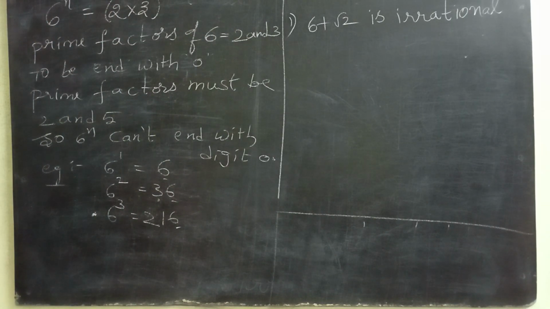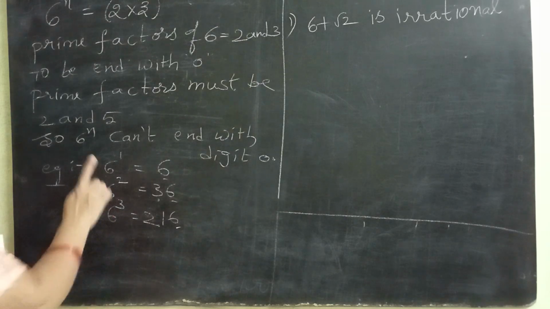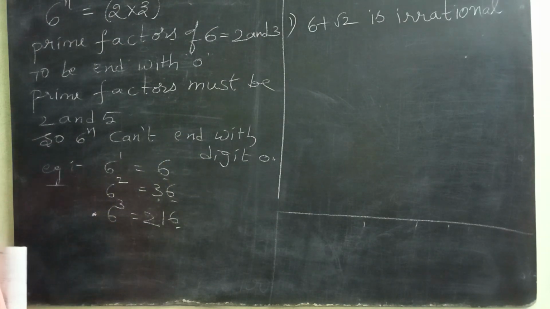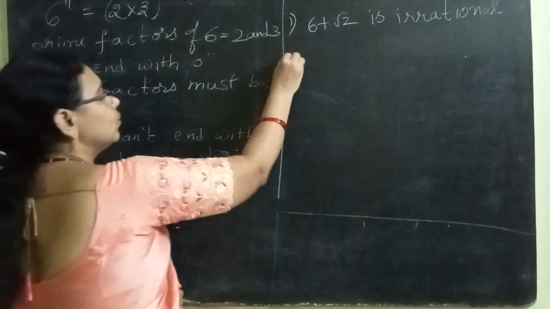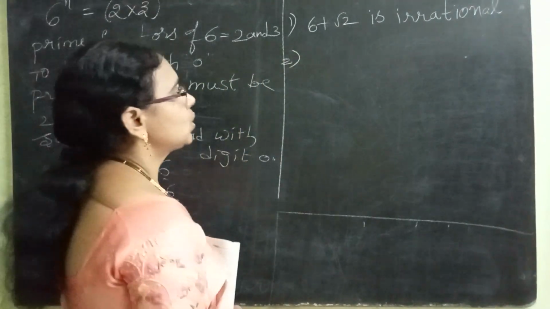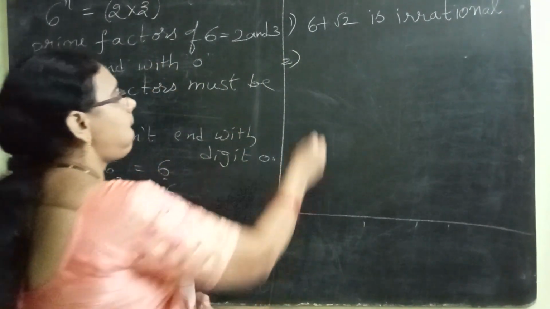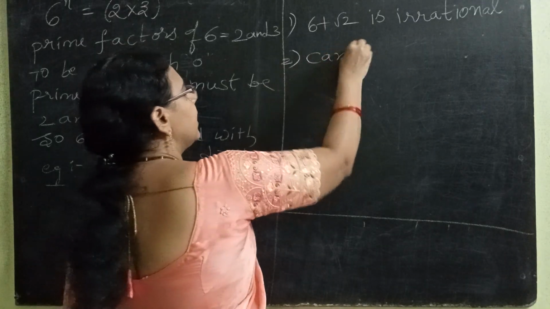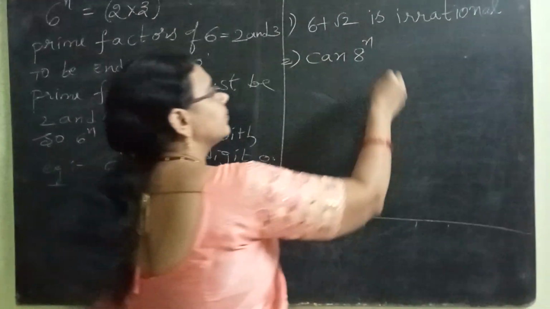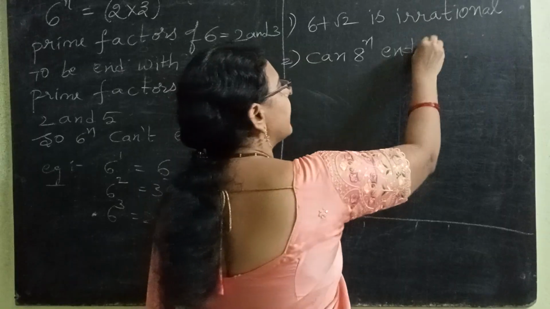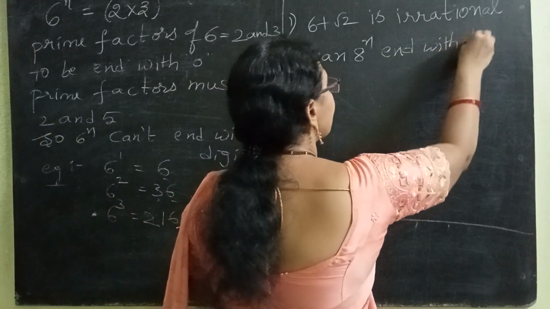If the prime factors are 2 and 5, then only that particular number ends with digit 0. Now my question related to this one: can 8 power n end with digit 0?